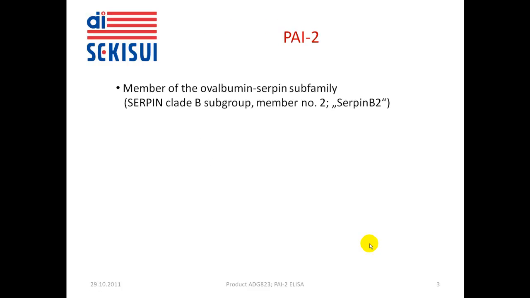Some words about PAI-2. PAI-2 is a member of the ovalbumin serpin subfamily. Specifically, it belongs to the serpin clade B subgroup. It's member number 2, and so it's abbreviated as serpin B2. Serpin itself means serine protease inhibitor.